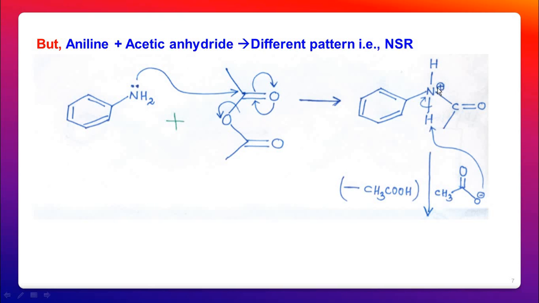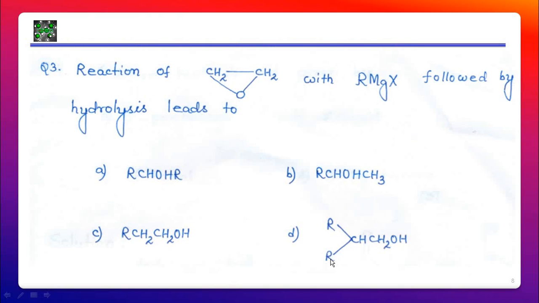In order to neutralize the positive charge on nitrogen, this hydrogen is picked up by the acetate anion which is going out from here, thus producing this product. So option D is the correct answer. Next question: reaction of ethylene oxide with alkyl magnesium halide followed by hydrolysis leads to... 4 options are as follows.